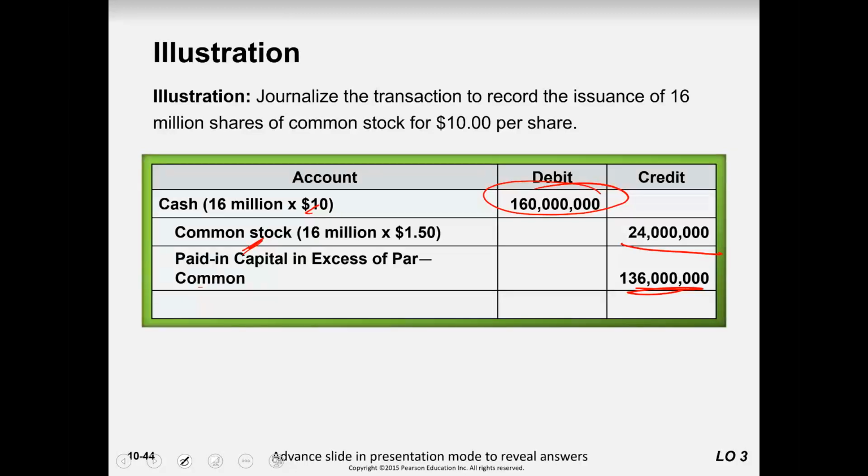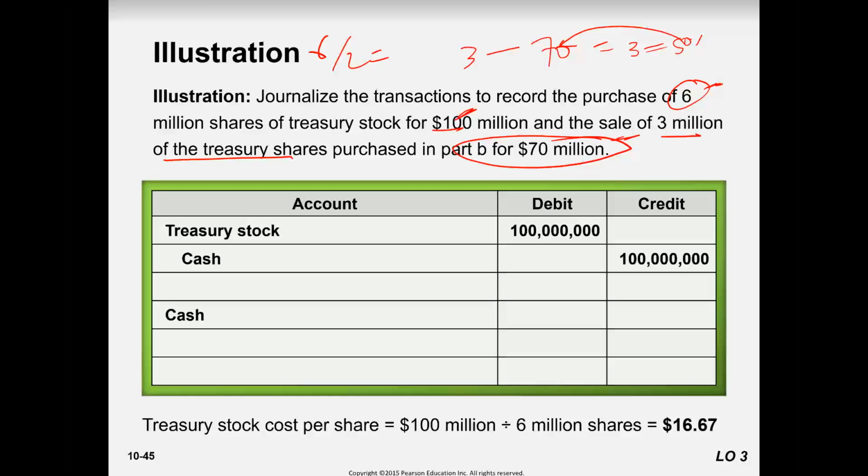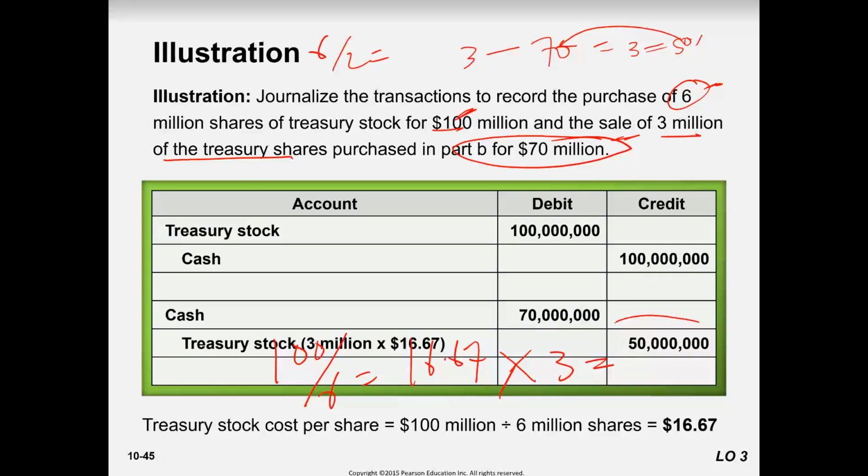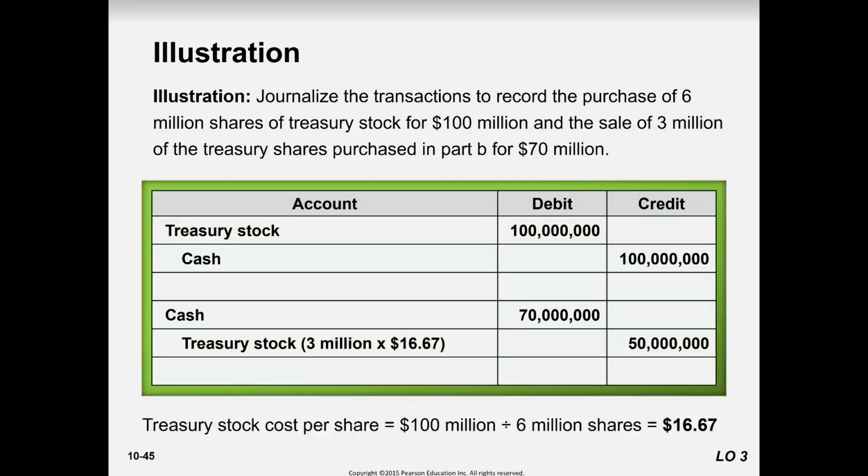100 each. So you see here, cash received 70 million. So 100 million shares, they have repurchased 6 million. One share value is 16.67, and they have sold 3 million. Answer is going to be 500,000, right? And 200,000 is going to be the premium, like I told you.